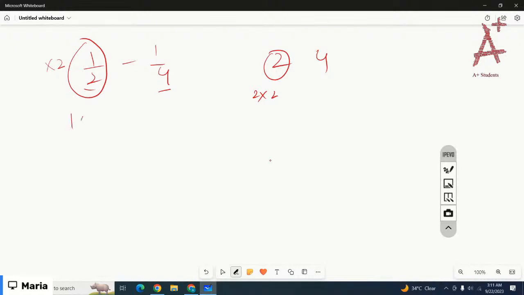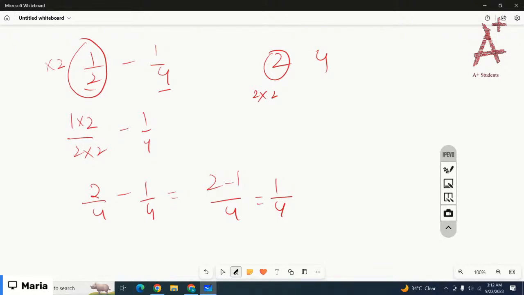So you have to do 1 times 2 divided by 2 times 2. That would be 2 over 4 minus 1 over 4. You can see now they have like denominators, right? You can simply subtract the numerators. 2 minus 1 over 4, that would be 1 over 4. So their difference is 1 over 4. You cannot add or subtract fractions until they have like denominators, right?